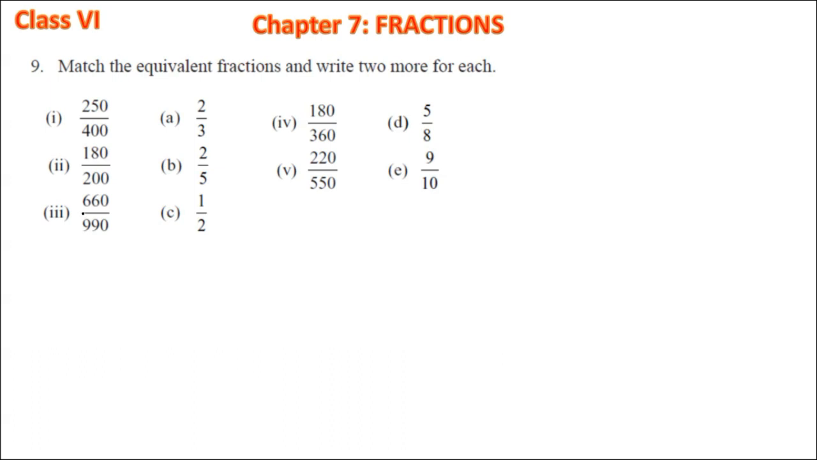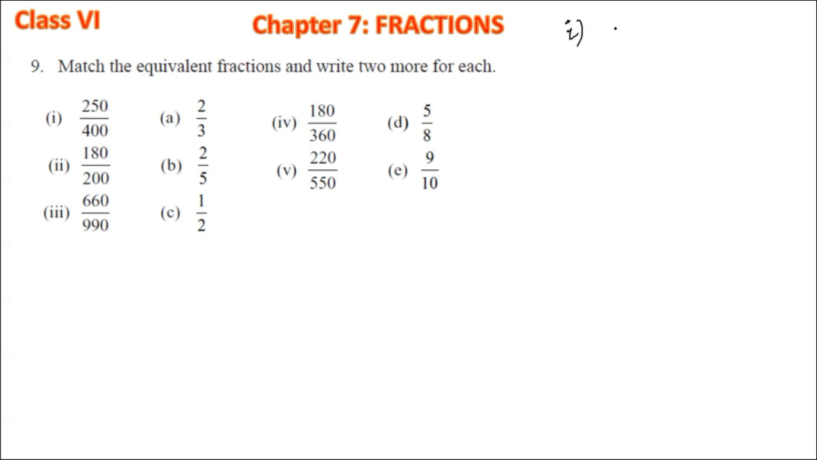Question 9 is to match the equivalent fractions and write 2 more for each. Here if you observe towards the left side, the numbers 1 to 5, they are having fractions which are not in the simplest form. In the right side, whatever fractions are given, they are in the simplest form. So first let us make all these fractions which are numbered 1 to 5 in the simplest form. Then we can match them.